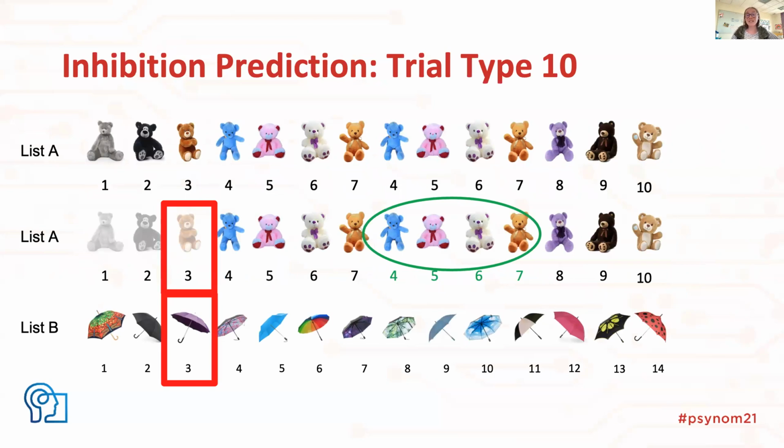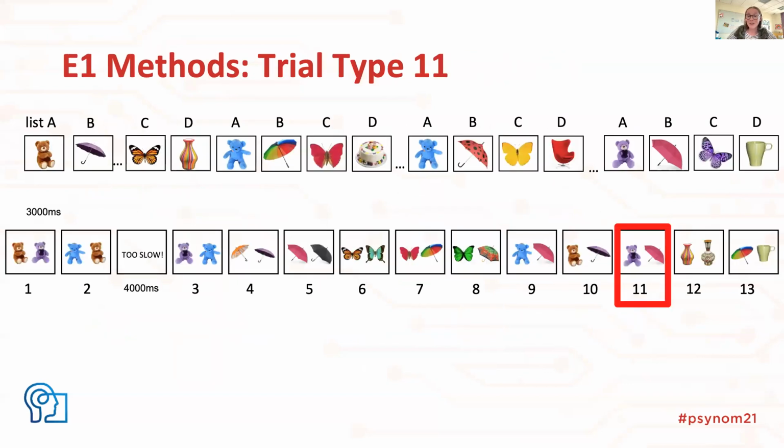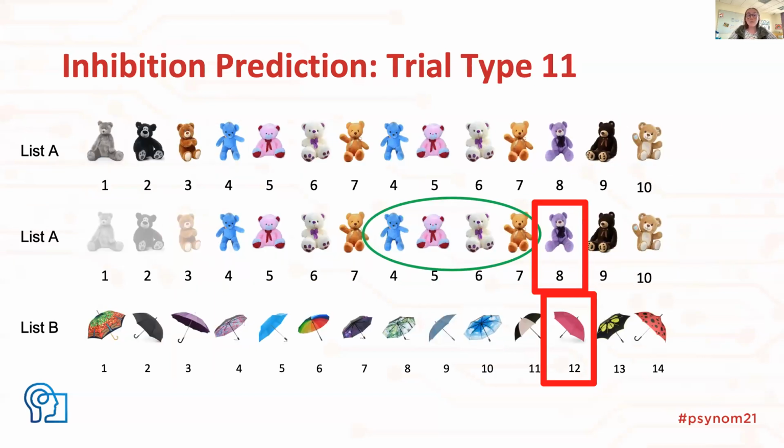When comparing an early list A item to an early list B item, the inhibition account prediction is that subjects will select the list B item relative to the list A item, because again, the list A item should be inhibited. The key comparison is actually between this early forced choice and the late forced choice, which is trial type 11, which I'm going to describe next. The third trial type relevant to inhibition is this trial type 11. When comparing a late list A item to a late list B item, the inhibition account prediction is that subjects will select each item equally because late items are not inhibited.